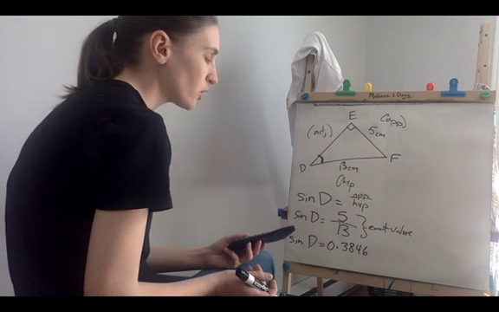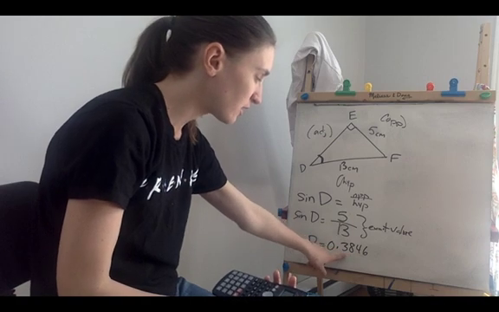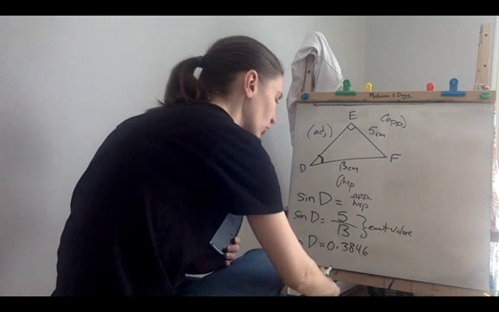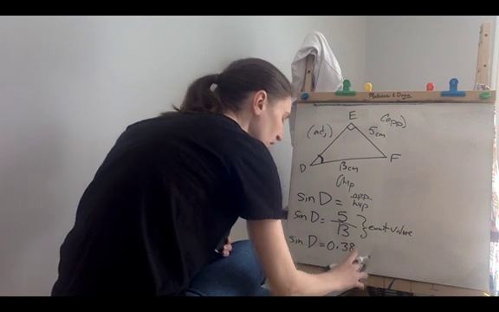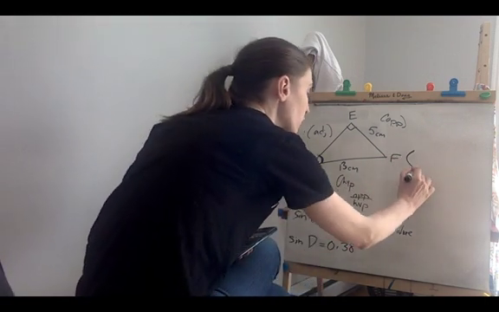Now it said nearest hundredth, so that's just 2 decimal places, right? So that's tenths, hundredths, so in that case it would just be 0.38. All right, now it asks us to find the cosine ratio.